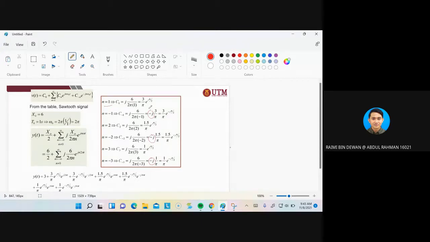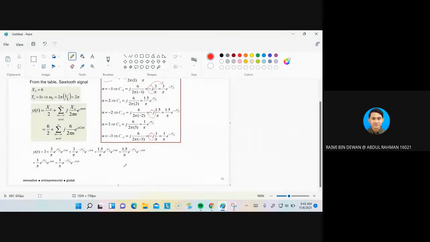How are we going to get rid of this one? We need to convert. So it goes back to this equation. Ej theta equals cos theta plus J sine theta. Here we want to get rid of negative J, which means this one must be negative J. So what do you think the value of theta should be?